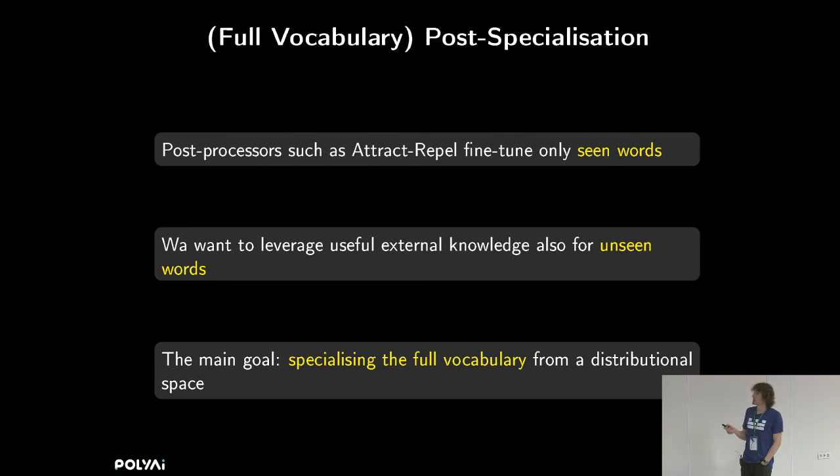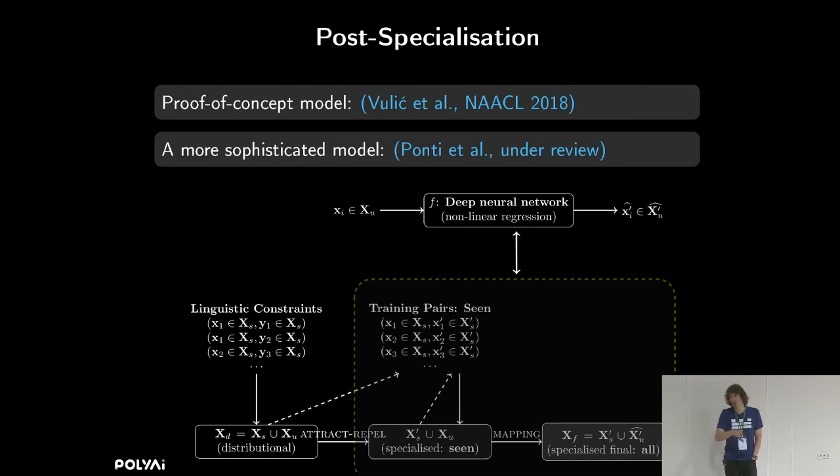So we got a proof of concept model published recently. So the idea is, you plug in your linguistic constraints from WordNet or BabelNet, and then you specialize your space by fine-tuning only words that were seen in the constraints, and then you take their original distributional vectors, you take the specialized vectors, and you treat those pairs as training examples because you know how the vectors look before the process and after the process. And then you learn this black box deep neural network, which learns how to perturb, how to fine-tune your distributional vectors into your specialized vectors based on your seen words, and then you apply this mapping to the entire vocabulary, to all the unseen words.